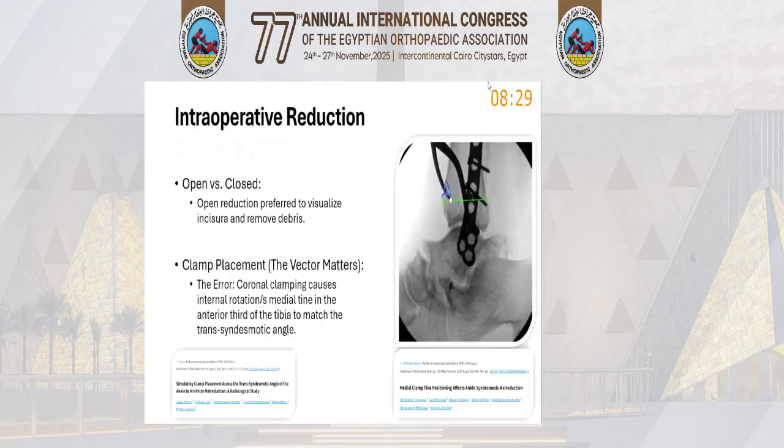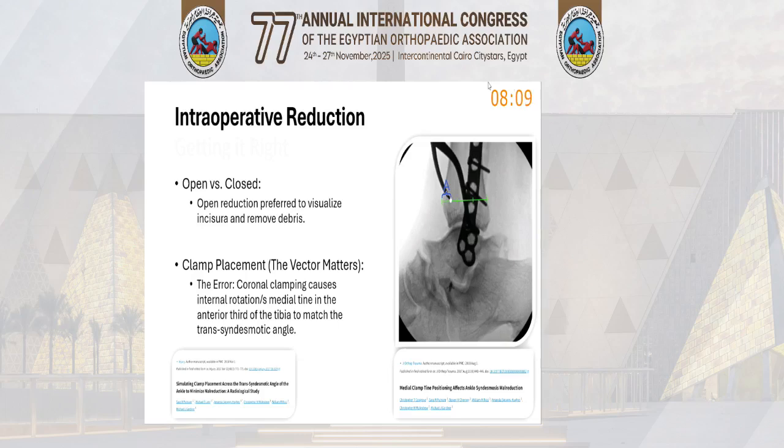About the intraoperative proper reduction, should I do it open or closed? The open reduction is preferred by many of our professors and AO professors. Professor Dr. Ahmed Khalif always tells us that he prefers the open reduction of the syndesmosis to see clearly the incisura and to remove the debris.